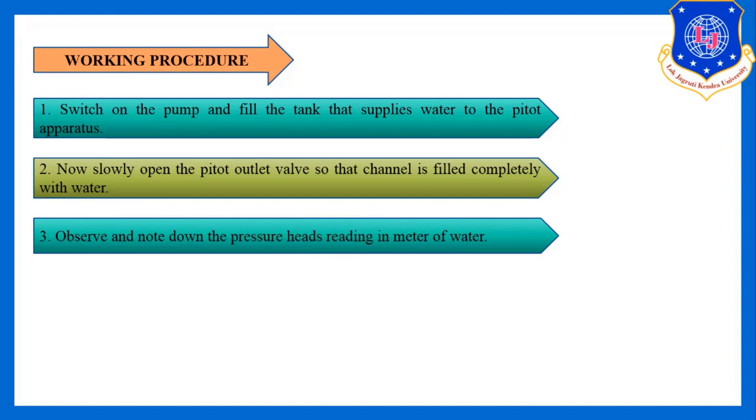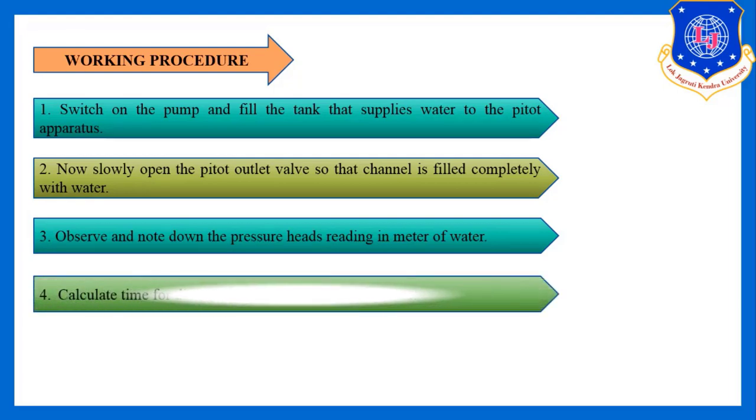Now we have to observe and note down the pressure head reading in the meter of water. So at this flow rate, our first step is to note down the reading of pressure head. And from that, calculate the time for discharge for a known quantity of water. So for a known quantity of water, we have to note down the time required for the discharge.